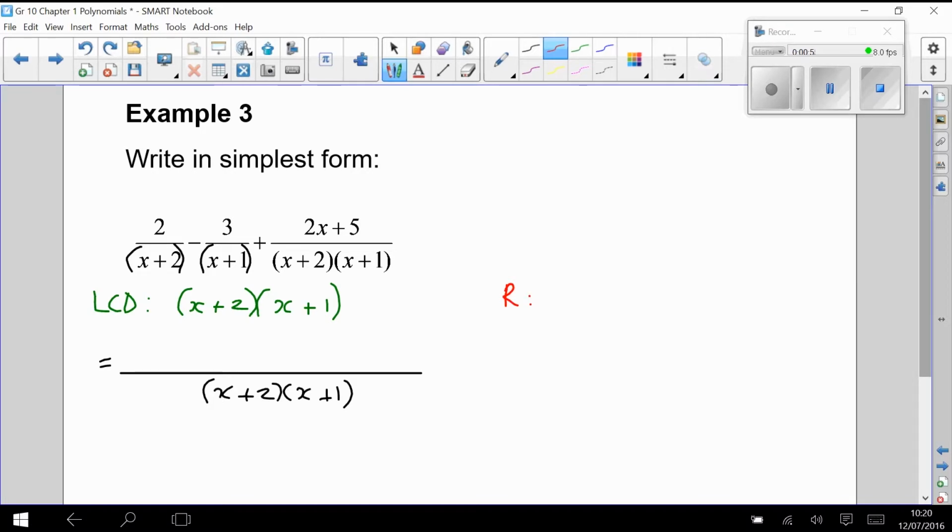And so if x plus 2 cannot be equal to 0, x may not be equal to minus 2. And if x plus 1 cannot be equal to 0, x may not be equal to minus 1.